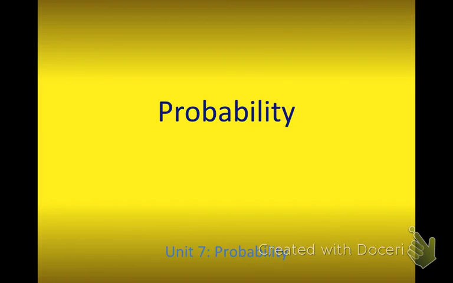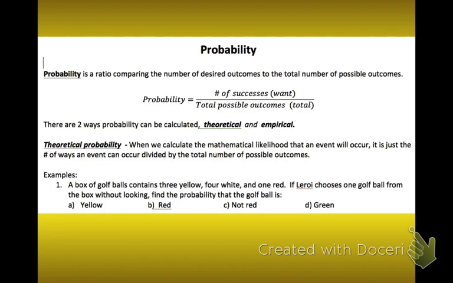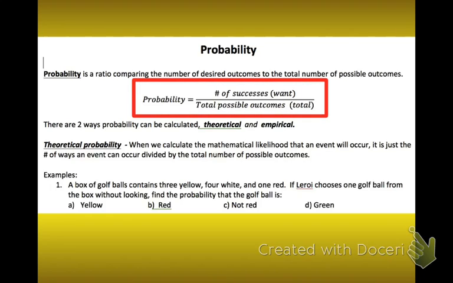Hello everyone, we're going to be going through the second section in your notes from the probability unit, and we're actually going to start getting into probabilities here. So probability is a ratio comparing the number of desired outcomes to the total number of possible outcomes. The formula for it is right here, so any probability you're trying to find is going to use this in one way or another. So it's going to be the number of successes, the things that you want to happen, divided by the total possible outcomes, the total number of things that could happen.